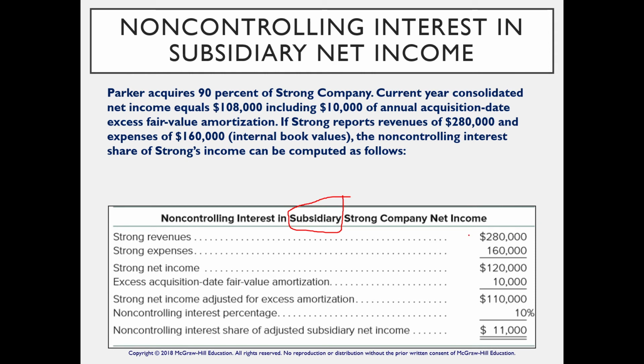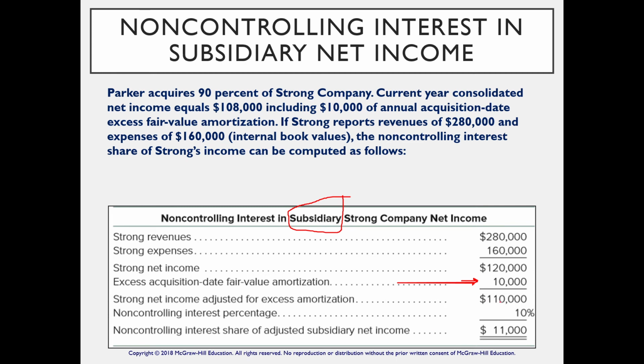So we start with the revenues and expenses we were given for the subsidiary. We have the subsidiary's net income, and there was amortization. So we have to subtract or add amortization and/or depreciation. In this case, we're subtracting, and so we have our subsidiary's net income of 110,000. Now, if you recall, the controlling interest was 90%. The non-controlling interest is the remaining 10%. So we multiply this by 10%, and we have our non-controlling interest net income.